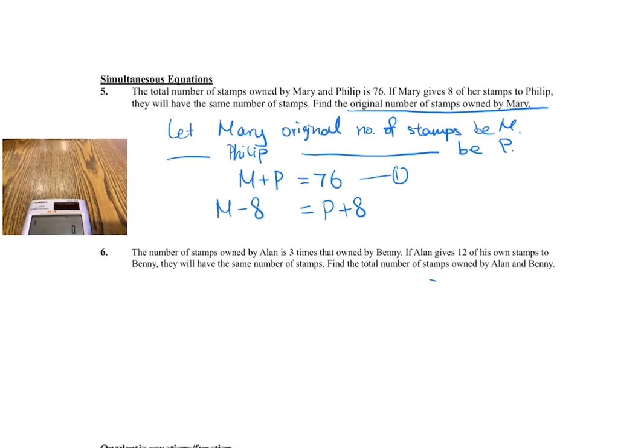So what we do is put the numbers on one side, unknowns on the other side. Let's move this p to the left side. It becomes m minus p. And move this negative 8 to the other side, becomes positive 8, which means 16. Right? m minus p is 16. Now this is your second equation. And when you have both equations, what you do is click calculator program.